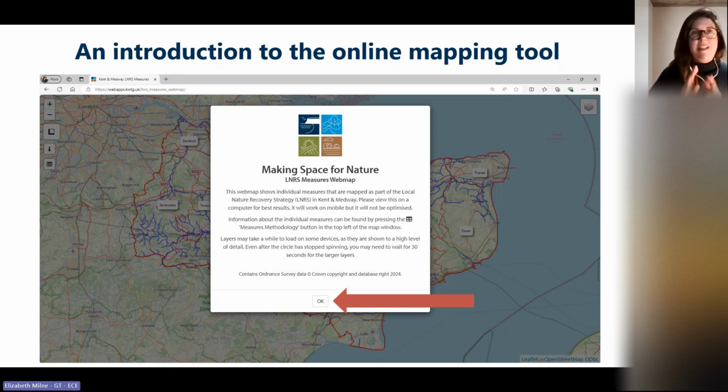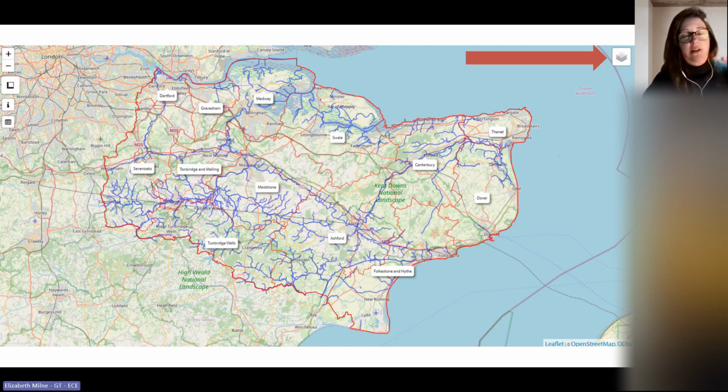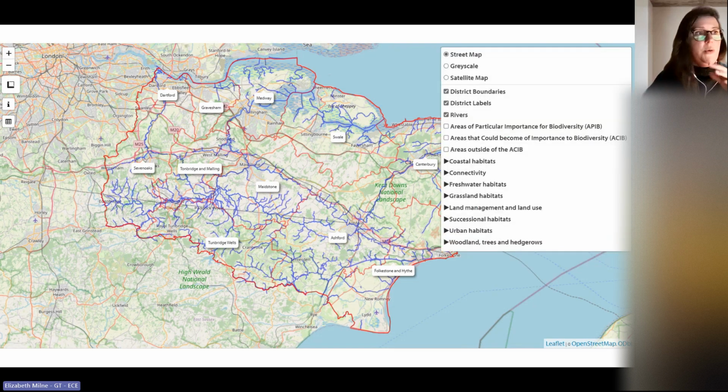But to date, everything seems to be working pretty well. But because of the potential for things to stall, I'm not doing a live demonstration. I'm just going to use screenshots to make sure that we didn't get stuck on the wheel of doom going round. So once you've clicked the OK button, it then brings up the outline map, which you can see here. And you click on the layers menu, and that pulls up the different layers that you can view on the map.